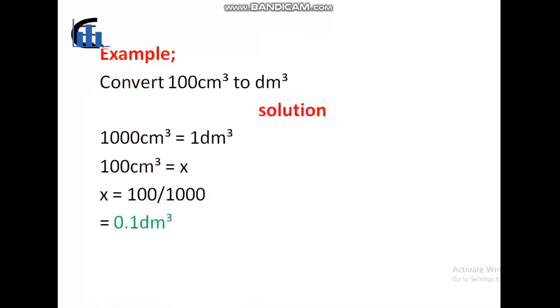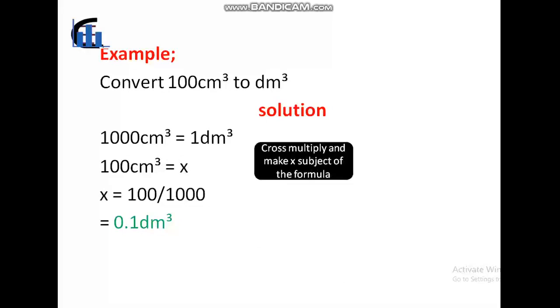Example, convert 100 cm cube to dm cube. Solution, 1000 cm cube equal to 1 dm cube. 100 cm cube equal to x. Cross multiply and make x subject of the formula. So we have x equal to 100 divided by 1000. This is the most important conversion step here, where you have to divide the cm cube value by 1000. So this gives us 0.1 dm cube.